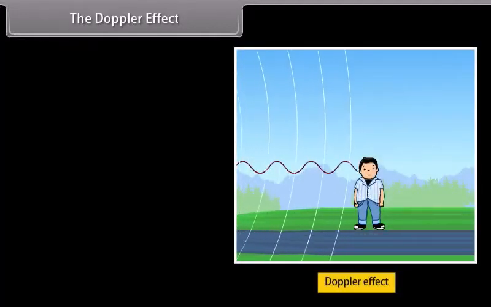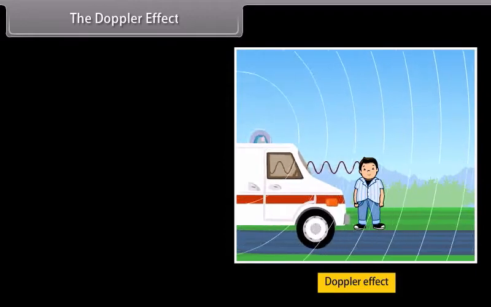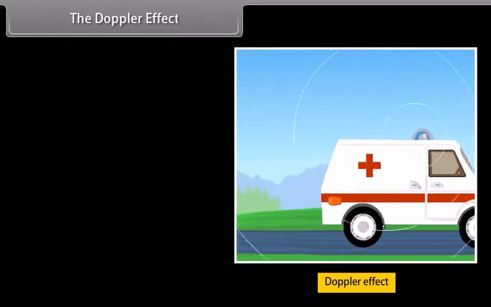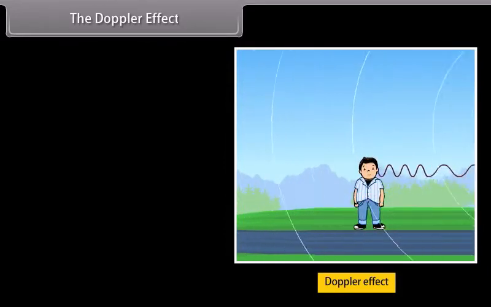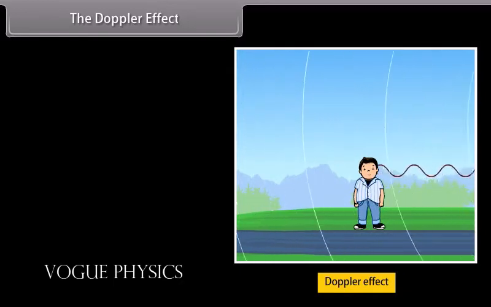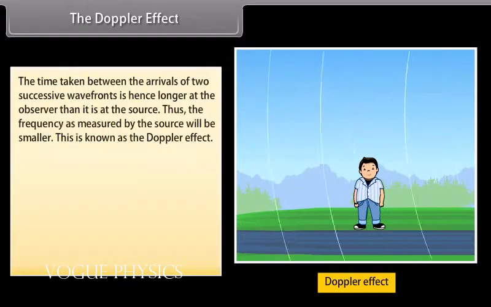The Doppler effect. Consider a medium where the source moves away from the observer. Then latter wavefronts have to travel a greater distance to reach the observer. The time taken between the arrivals of two successive wavefronts is hence longer at the observer than at the source. Thus, the frequency as measured by the observer will be smaller. This is known as the Doppler effect.